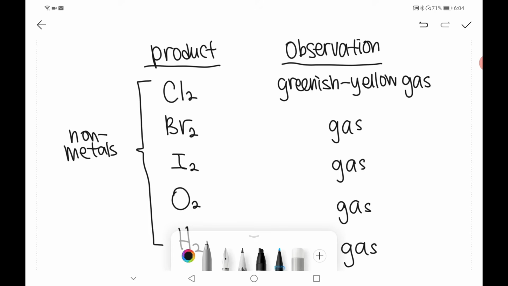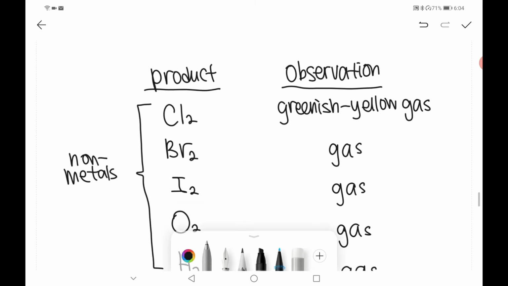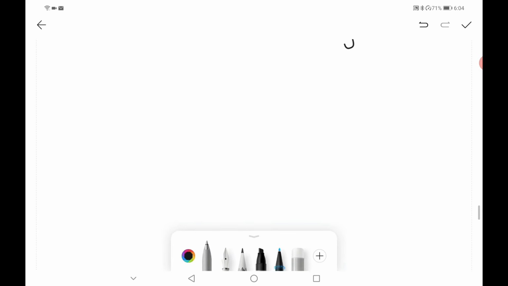Here there are some students who mess up already, because they say, sir, I thought chlorine is pale yellow. So here you have to be very, very careful. Don't mess up like this. This is a very important reminder for you.